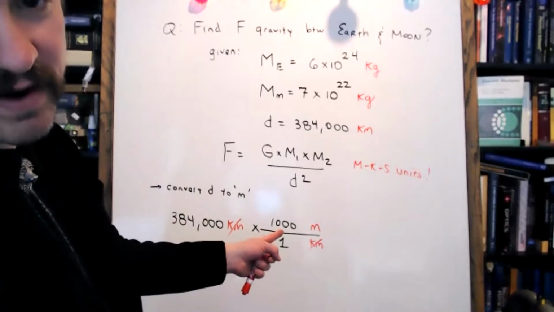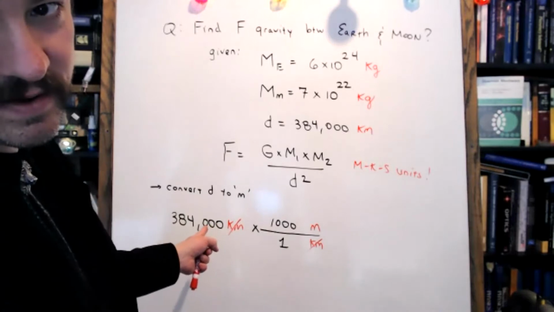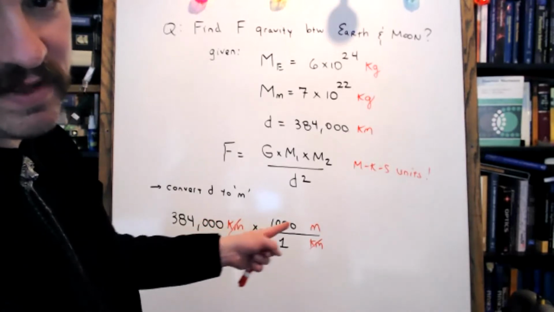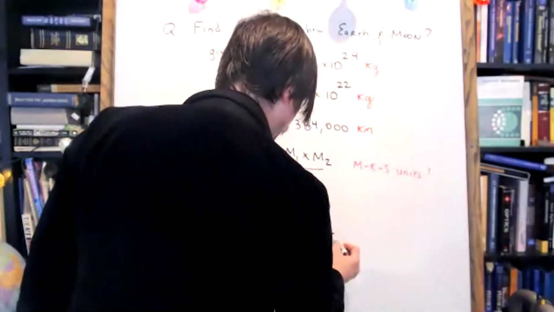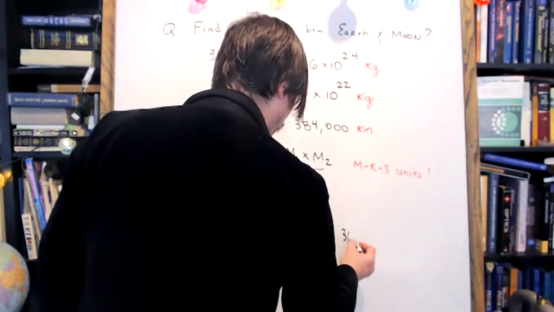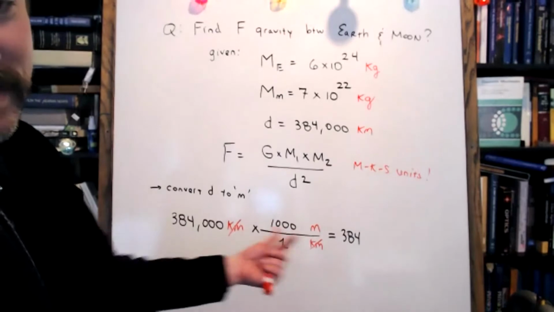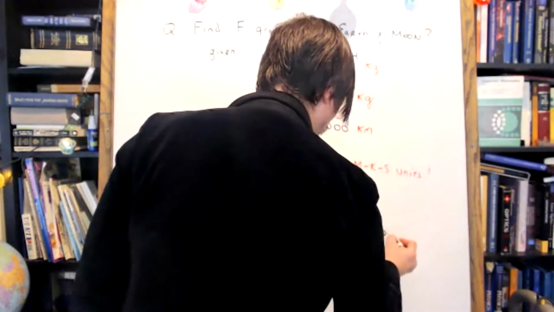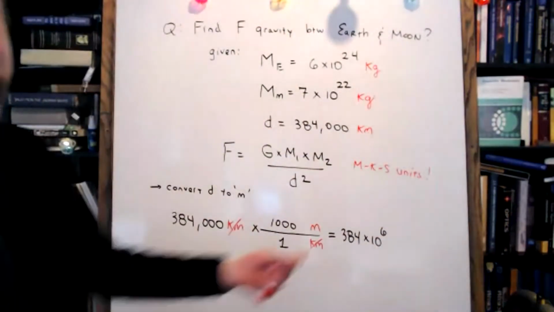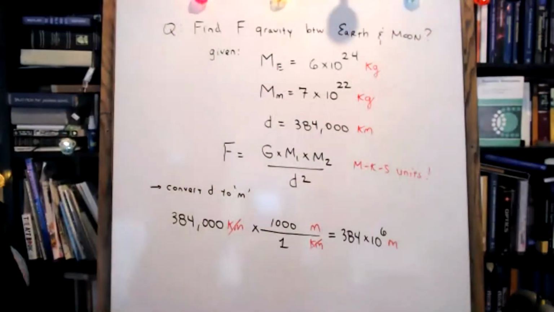How many zeros do you have there? 3. How many zeros do you have there? 3. For a grand total of how many zeros? 6. So what if we wrote this in scientific notation, but did it in a kind of cute way? What if we just carry over the 384, and then we'll just make it times 10 to the 6, because there's 6 zeros. Now that might not be proper form of scientific notation, but it's valid. 384 million meters. That way, you can put it right into your calculator.